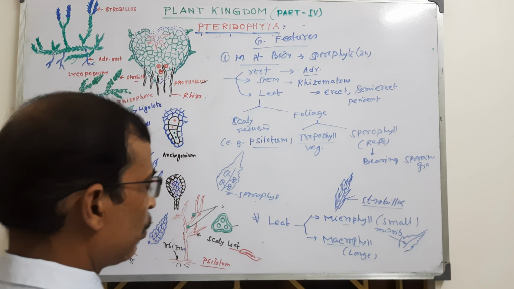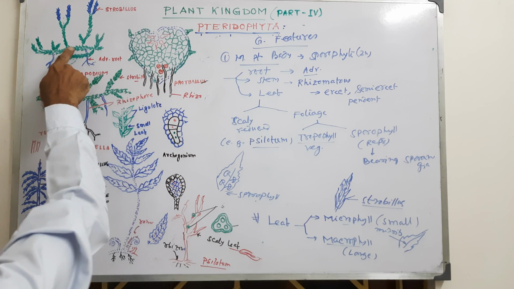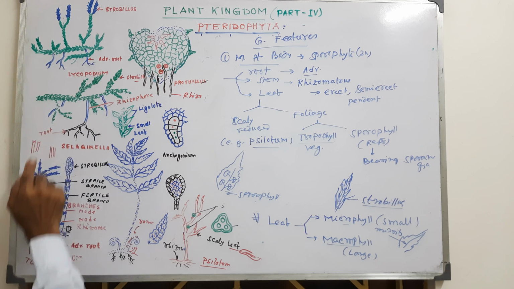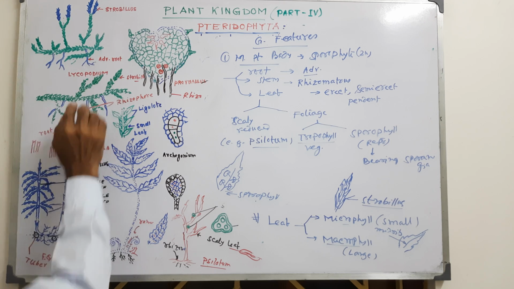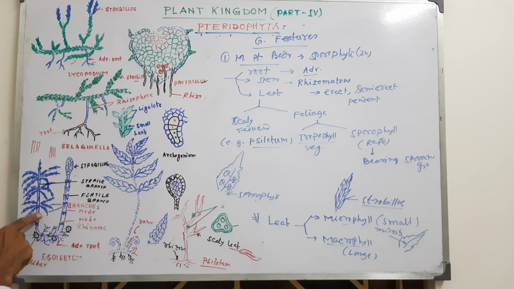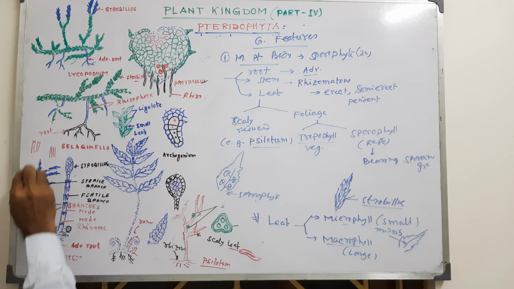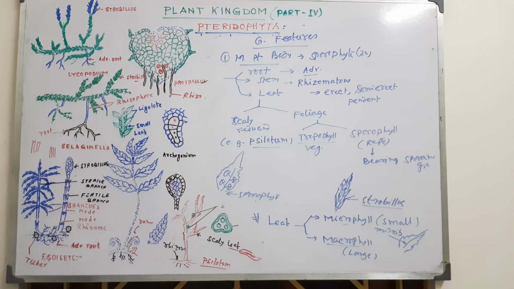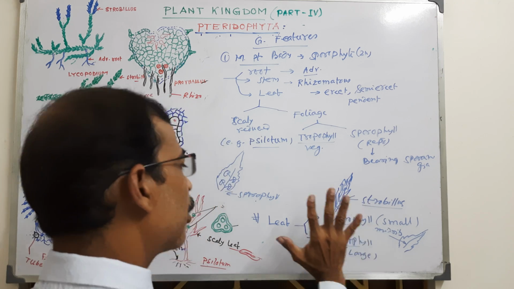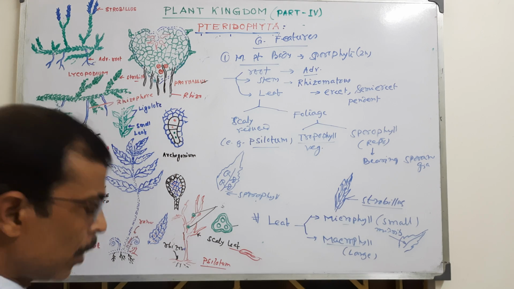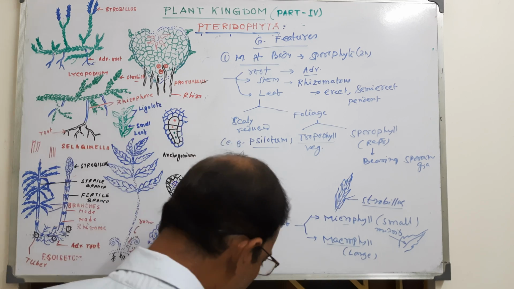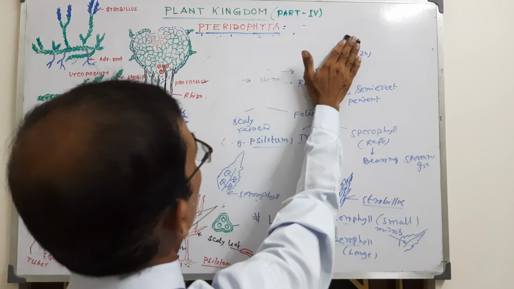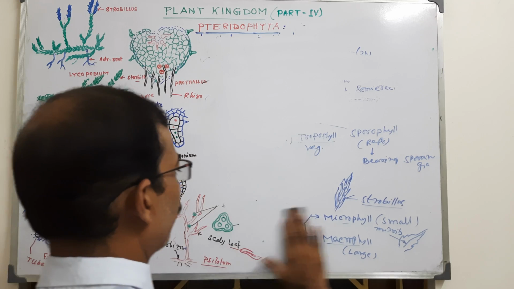Microphyll examples: Lycopodium, Selaginella. Look here, this is an example of microphyll. The stem is large and the leaf is small, in Selaginella and also in Equisetum. In Selaginella the leaf is very small and the stem is large. On this basis, pteridophytes are of two groups, that is macrophyllous and microphyllous.